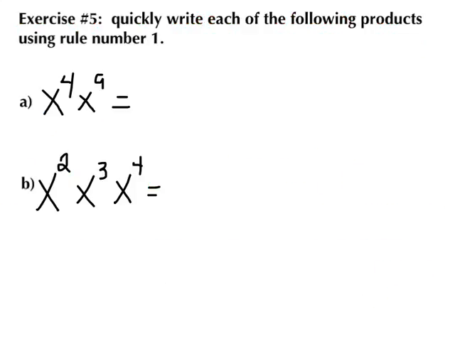Let's put this rule to good use now with exercise number 5 and just use your rule to come up with your answers. A is x to the fourth times x to the ninth, which gives me x to the 13th. That's 4 plus 9. B, x's are my base, so x to the, and if you said 9th, you would be correct. Try C on your own.